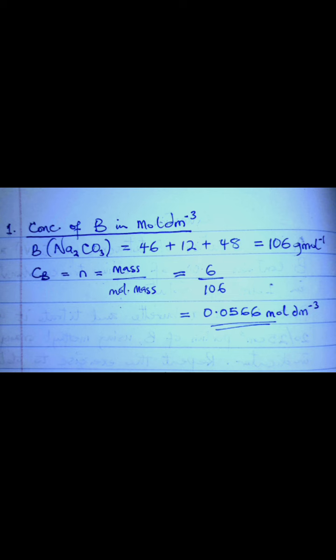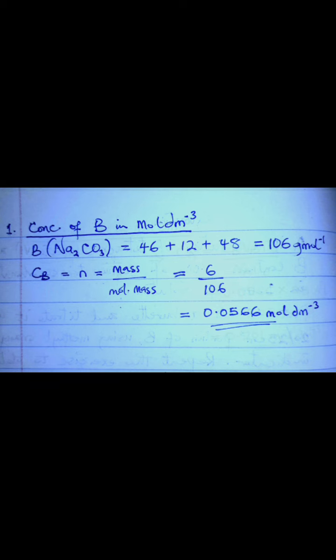All right, so that would be 6 all over 106 times 0.25 if the volume was not a standard solution, like if it wasn't 1 dm cube. But our own here is 1 dm cube of solution, so we go straight up and say 6 over 106, because we would have 106 times 1 dm cube. So 106 times 1 is the same as 106, so just leave it at 6 all over 106, which gives us 0.0566 mole dm cube, which is our concentration of B, Na2CO3 in mole dm cube.